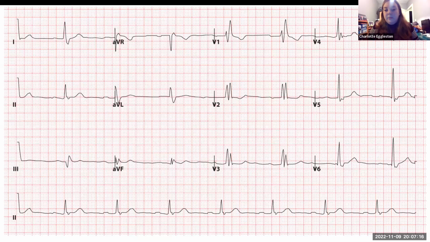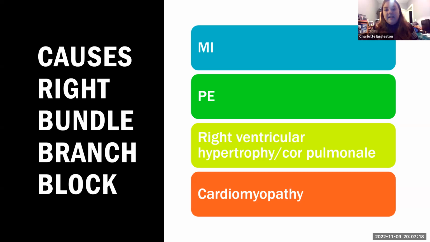And that's another example. So that can be caused by infarction. It can be PE or kind of big strain on the right side of the heart, right ventricular hypertrophy and kind of stretching the electrics of the heart, cardiomyopathies, for example.